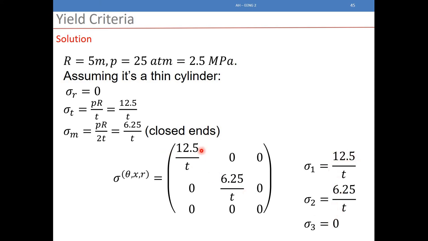The idea is that in the case of a thin cylinder, we already have the principal stresses. If we did not have a thin cylinder like this one, if you have any other state of stress, the first step, as we said, is to calculate these three principal stresses. But in this case, we already have them. Now, as you can see, the principal stresses depend on the thickness t. So our objective is to find the thickness t that will allow us to prevent plastic deformation, according to Tresca and according to von Mises.